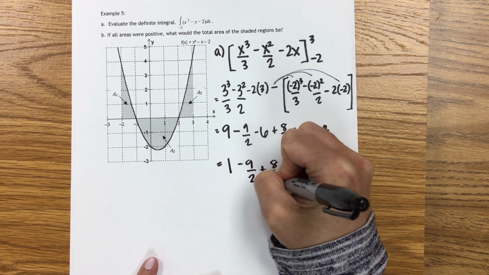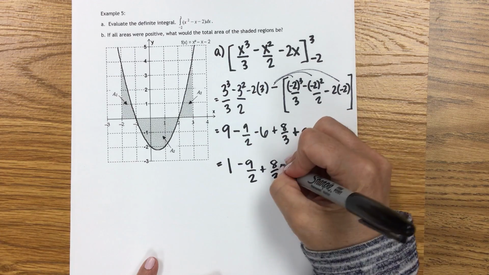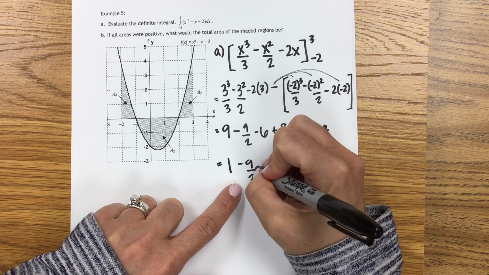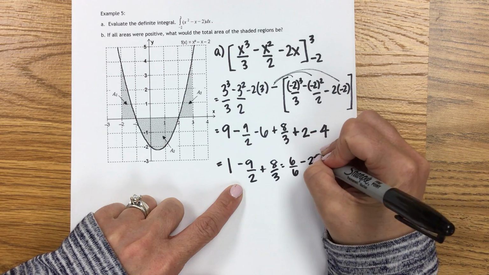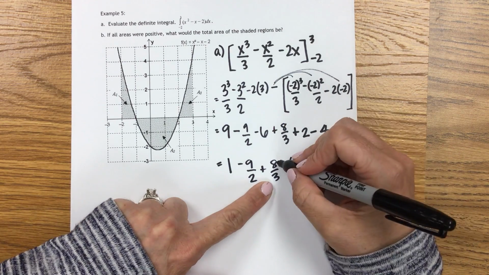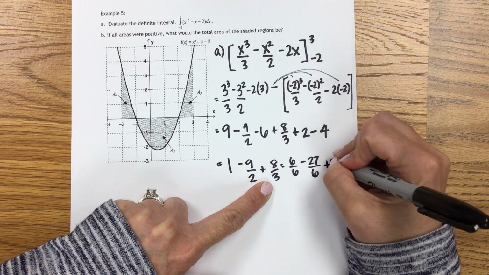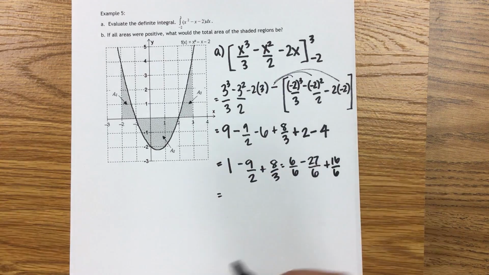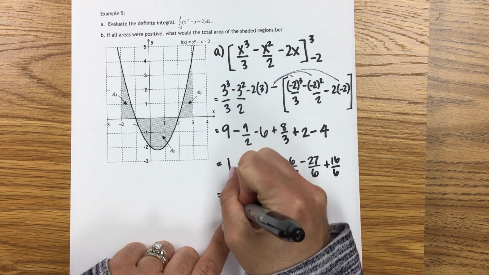And then I'll need a common denominator. I'm going to go for 6. So this will be 6 over 6 minus times 3 over 3. So it would be minus 27/6. And then times 2 over 2, so plus 16/6. So I end up with 6 minus 27 plus 16. So I end up with -5/6.